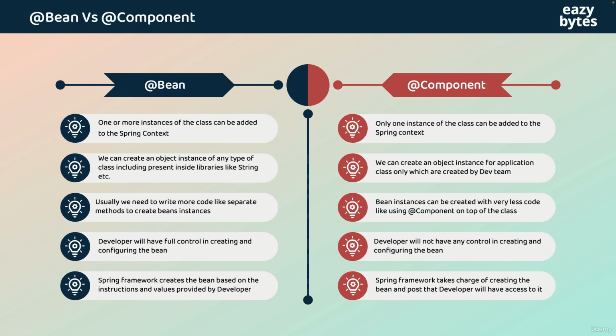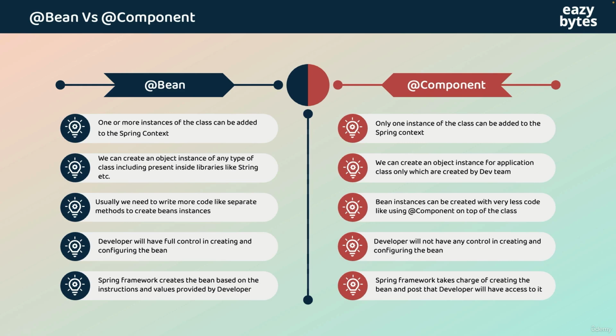And the last difference is very similar to the fourth difference. Spring Framework is going to create the bean based upon the instructions and the data values provided by the developer in the case of bean approach. Whereas in the case of component approach, Spring Framework is going to take the entire charge of creating the bean and post that the developer will have access to it. In case you have some requirements to set up some data inside the bean, you can use annotations like post construct annotation to set up the data into the bean that is created by the component annotation.